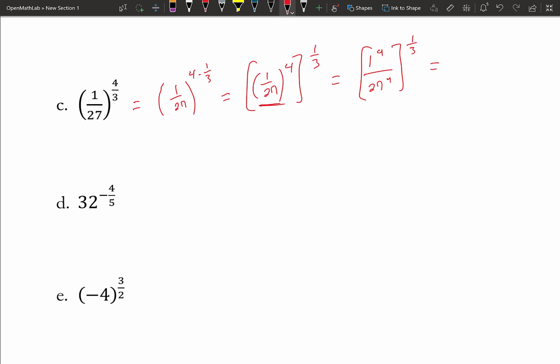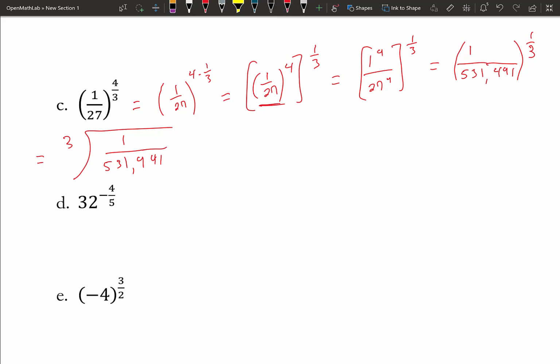So 1 to the 4th is just 1, and 27 to the 4th is 531,441. So that's all raised to the 1/3 power. So this equals the cubic root, the third root, of 1 divided by 531,441. Just to be clear, that's not a 9, that's a 4, 4, 1.